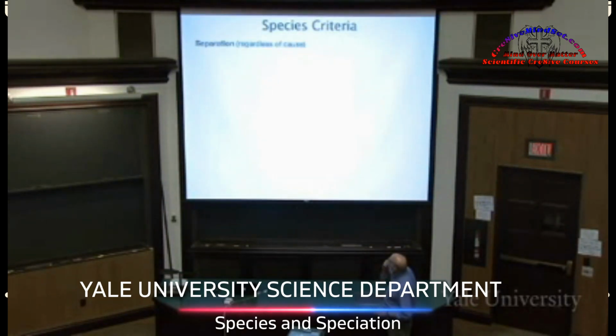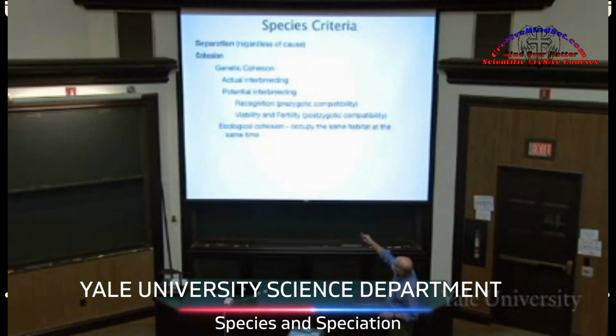Okay, what are they? Well, there's separation, there's cohesion, and the cohesion can be genetic and caused by actual or potential interbreeding. It can be cohesion of recognition, so everybody who is a potential mate can recognize each other as a potential mate. It can be a cohesion of viability and fertility, so there's postzygotic compatibility. Very important to include a lot of plant species there.